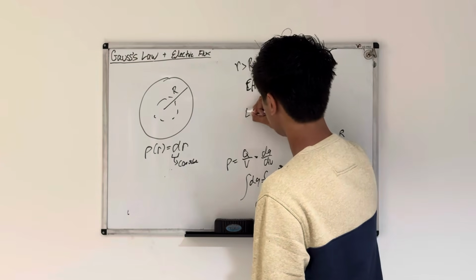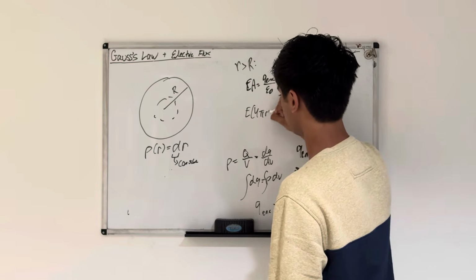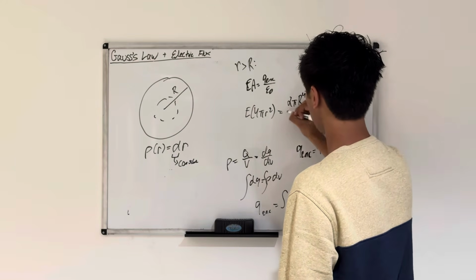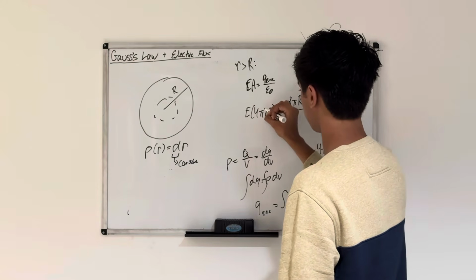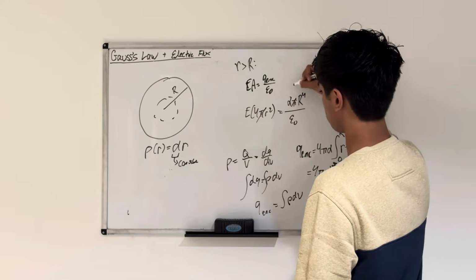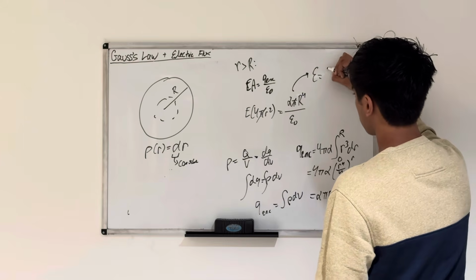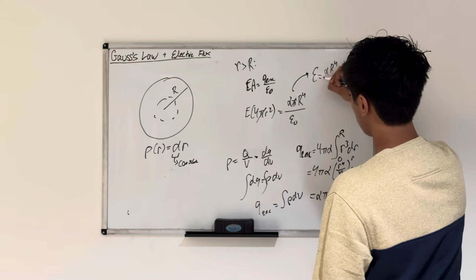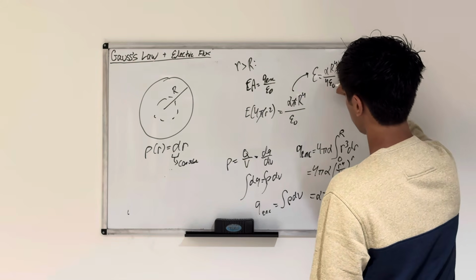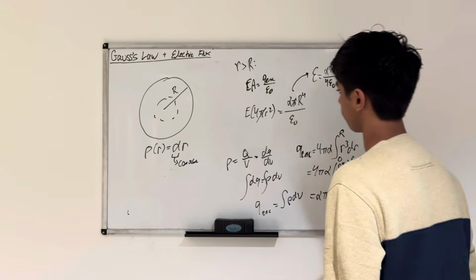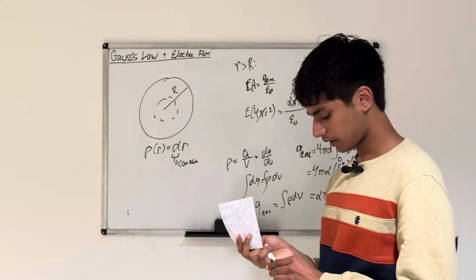Okay, so we plug it in, so E times 4 pi little r squared is equal to alpha pi big R to the power 4 over epsilon naught. The pi's cancel out, and we get a similar thing. We get the electric field is equal to alpha big R to the power 4 over 4 epsilon naught times 1 over little r squared, and that's the formula for our electric field.